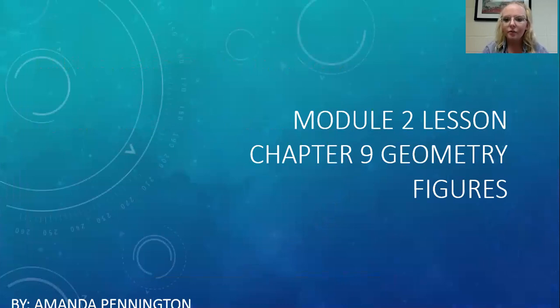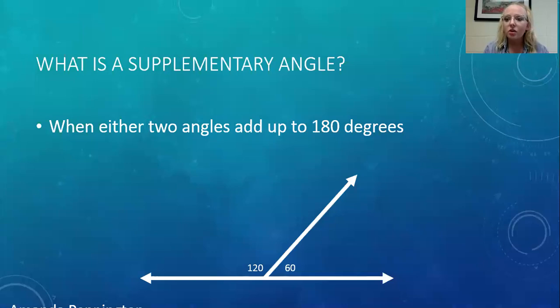So today we're going to be talking again about Module 2 lesson, and it's going to be Chapter 9, Geometry Figures. So here we go. Okay, so first off, I wanted to go over what supplementary angles, complementary angles, and similar angles are. So what is a supplementary angle? That is when two angles add up to 180 degrees.